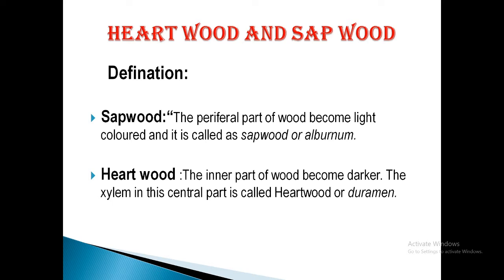The outer region of the old trees consisting of recently formed xylem elements is called sapwood, and the central region of the old trees, which is formed earlier, is filled up with tannin, resins, gums, and other substances which make it hard and durable. So it is called heartwood or duramen.